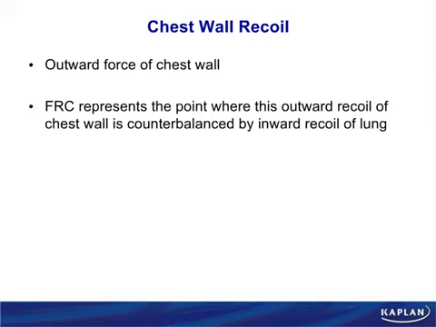It's the recoil forces that determine FRC. So you can immediately think pathologically: if I change the recoil force of any of these, then that's going to change FRC. More on that when we get to pulmonary function testing.